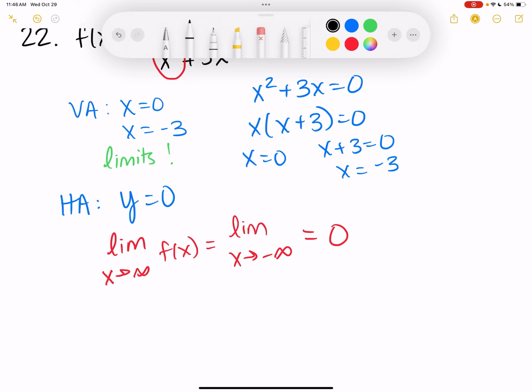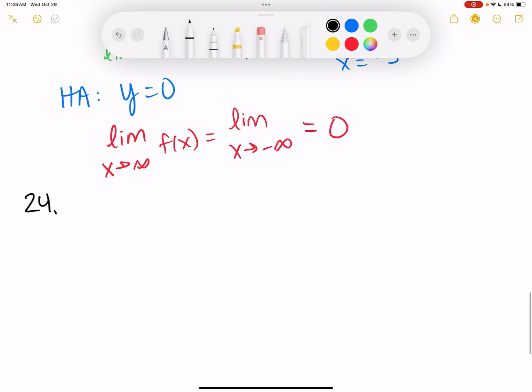All right, the last problems you're not using limits for, but you still are finding the asymptotes and the intercepts of the function. So number 24, g of x is equal to x plus 2 over x squared plus 2x minus 3.